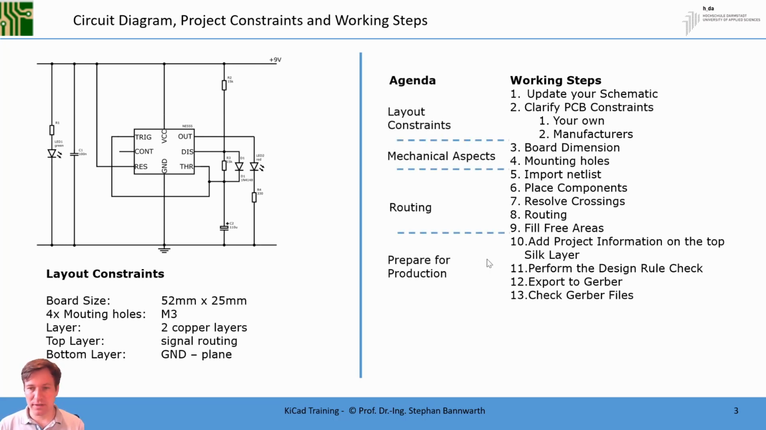Of course, these working steps are found in our agenda. Step 1 to 2 are found in the layout constraints. Step 3 to 4 are covered by the mechanical aspects. Step 5 to 9 are covered in the section about routing. And step 10 to 13 are in the section of prepare for production.